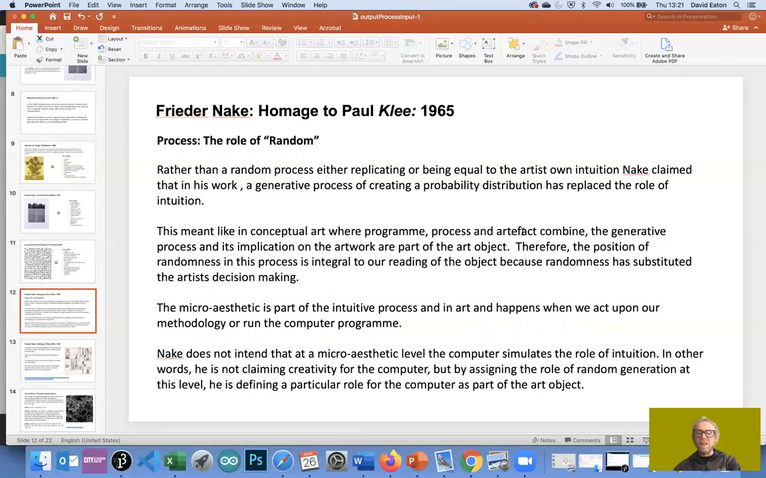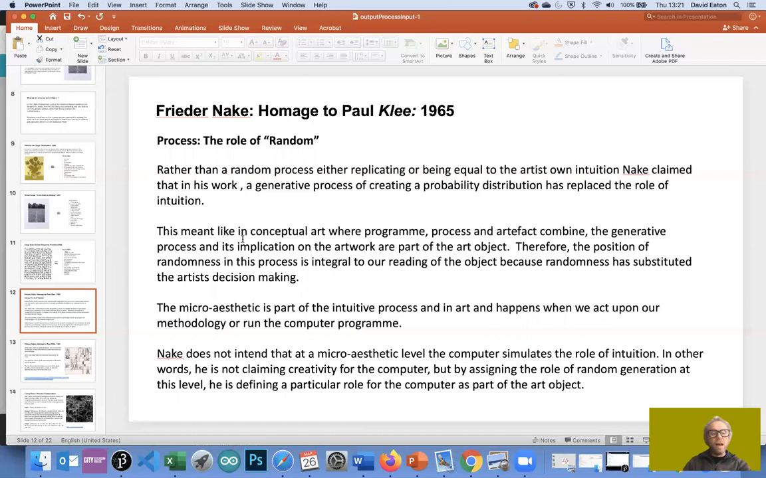Okay, and random could be a replication for that intuition, but that's not what Nake's claiming. What he's claiming is that his work is a generative process of creating a probability distribution, and this has replaced the role of intuition. So the artist doesn't have intuition anymore. What a computer artist has is this random probability distribution, like the throwing of the dice, to replace the role.